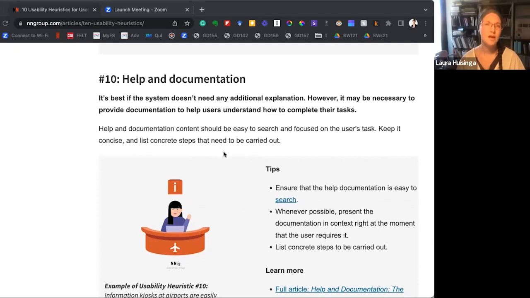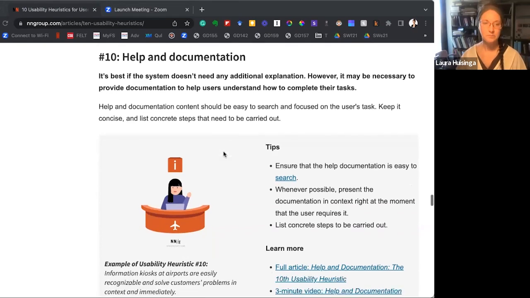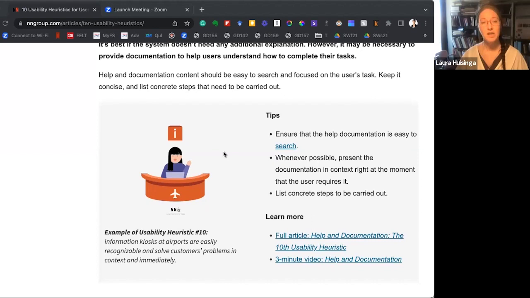Think about the last time you needed to locate documentation or a help section. You've encountered a specific problem generally, and you're trying to navigate through that specific problem. It's a task-specific thing. Most of the time, people don't go into the help or documentation before they start going through a product or service. They only go to it after they've encountered an issue or they have a question specifically, generally speaking. Here's a tip. Information kiosks at airports are easily recognizable and solve customers' problems in context and immediately.